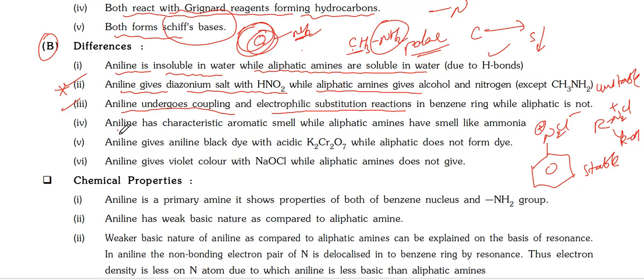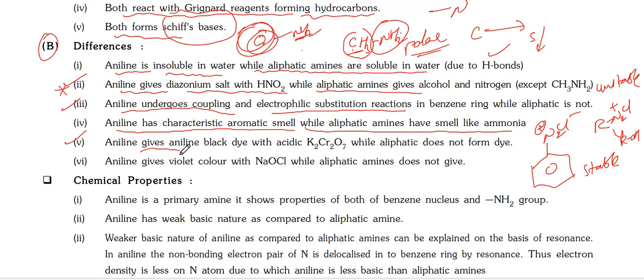Next, aniline has characteristic aromatic smell. Of course, aromatic compound it is. While aliphatic amines have smell like ammonia. Yes, CH3NH2 में NH3 तो ammonia, one hydrogen replaced by alkyl group. Okay, that is still it is showing ammonia. It smells like ammonia only. But in case of benzene compounds में it is an aromatic compound. It is a dominating aroma smell that is there in case of aniline, right?